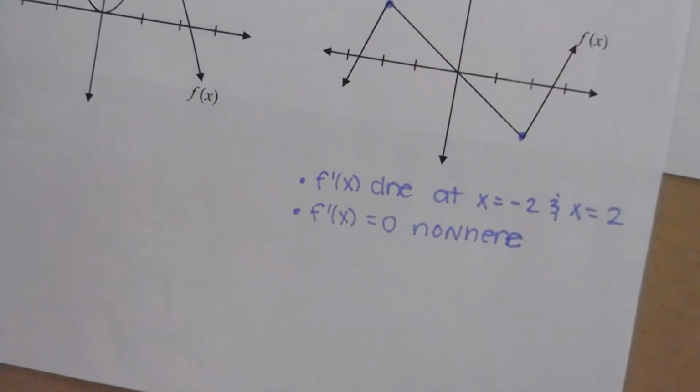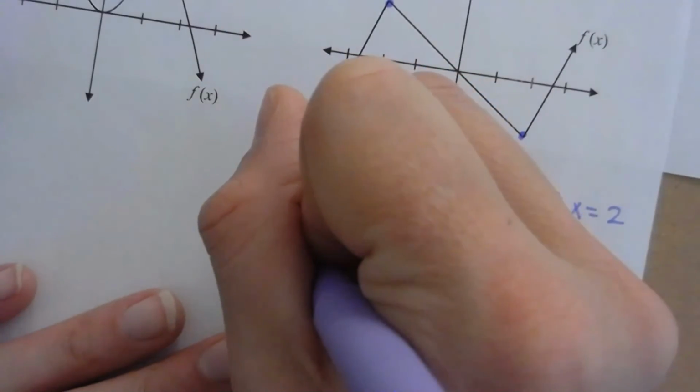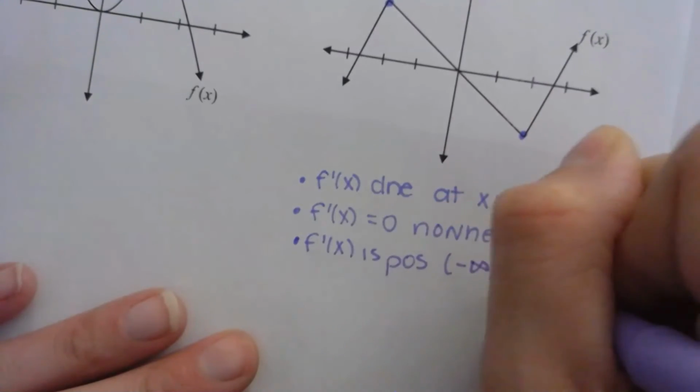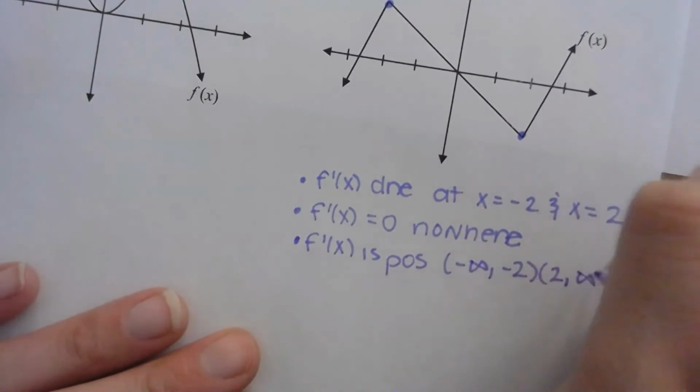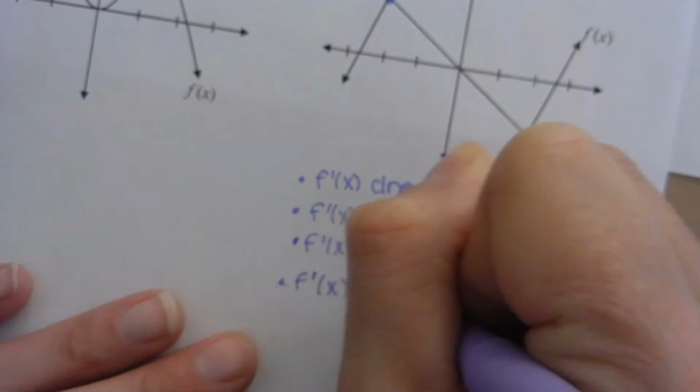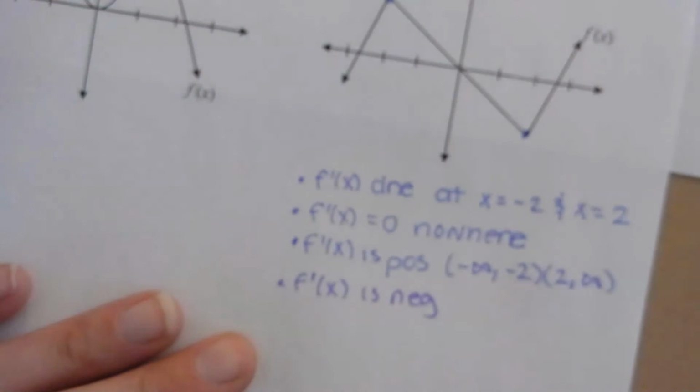Okay, so where is f prime of x going to be positive? When it's increasing, negative infinity to negative 2. Excellent. Are you putting greater than or equal to 0 or just greater than 0? Greater, greater, greater.